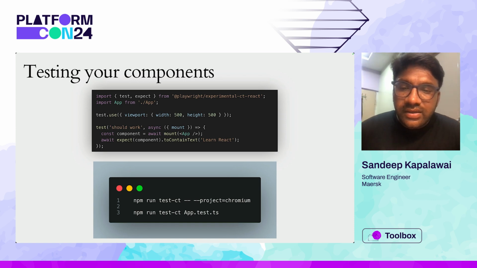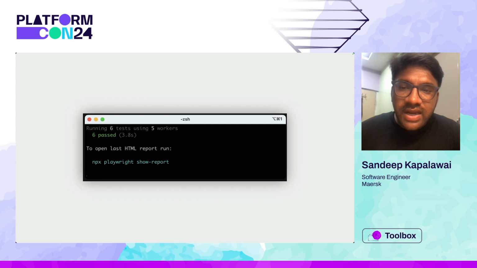Once you write them, you can execute your test in a specific browser if you want. Otherwise, Playwright runs the execution in three browsers. On line number three, you can see npm run test-ct. So I'm running a test for a specific component. Once you execute that, it will give you the information in the command line. And if you want to see more information, it generates an HTML report, which you can open with npx playwright show-report.